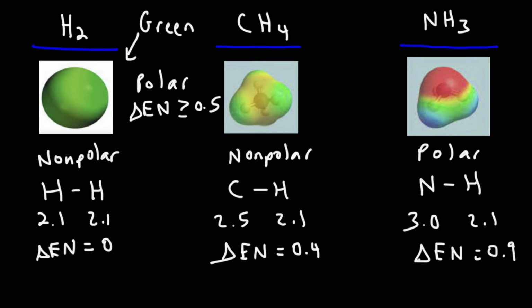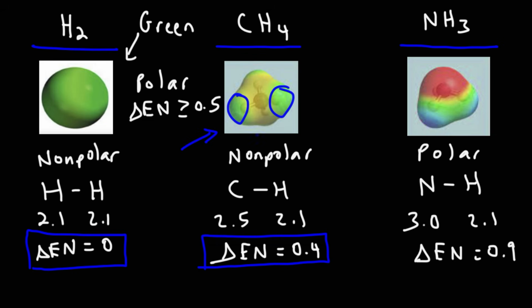And the reason being is there's not much electronegativity difference between the two hydrogen atoms. For methane, there is a small difference, and we could see some color variation. We could see the hydrogen is more on the green side, whereas the carbon, it's a little bit more electronegative. We could see it's a different color. It's more on the yellow side.